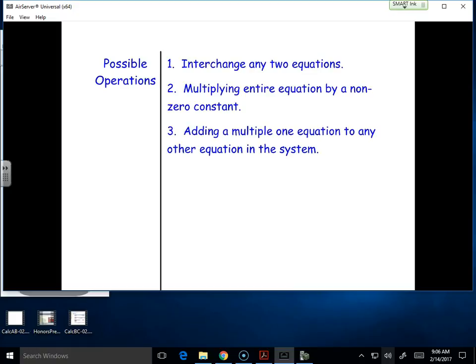Possible operations. Now these are things that you can use. Technically, this is getting us ready for matrices and row reducing. So that's in chapter 8. We have many steps before then. What are we allowed to do? If you're looking at a system, number 1, if you don't like the order it's written, especially if it's a 3-equation system, you can interchange equations. You can change which one comes first or second or third.